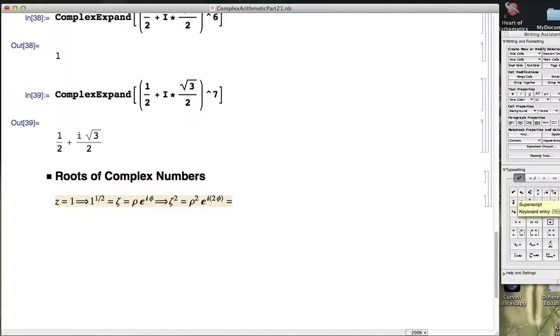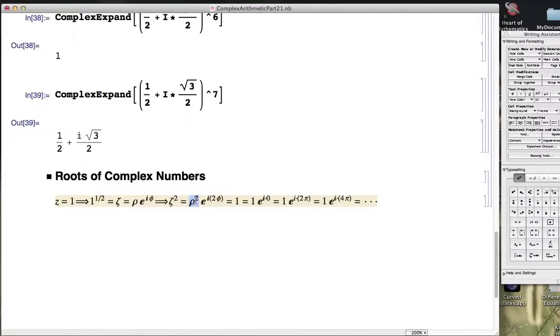And we want that to equal 1. 1 can be written in polar form as 1 times e to the i times 0. It can also be written as 1 times e to the i times 2 pi. It can also be written as 1 times e to the i times 4 pi, etc. There are infinitely many ways to represent a complex number in polar form.